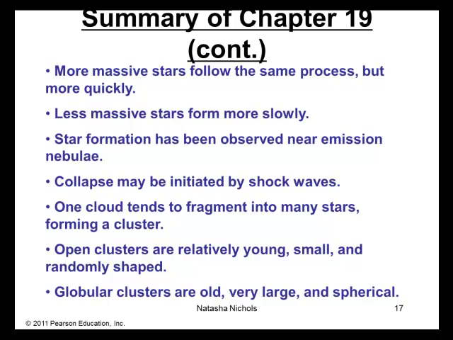Star formation has been observed near emission nebulae. And we know that the collapse of the interstellar clouds may be initiated by shock waves. One cloud itself will tend to fragment into many stars, not just a single star. And when that happens, we have the formation of a star cluster. Open clusters are relatively young, small, and randomly shaped groupings of stars. Globular clusters, on the other hand, are very old, very large, and spherical groupings of stars.